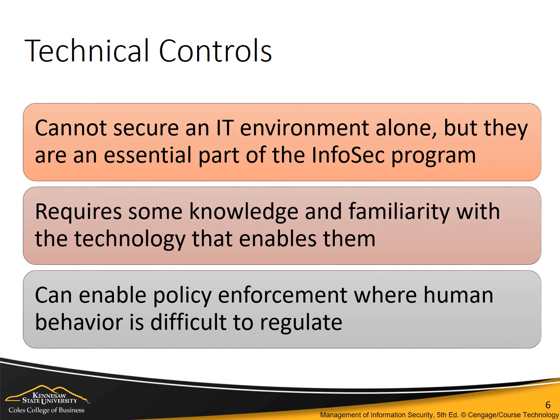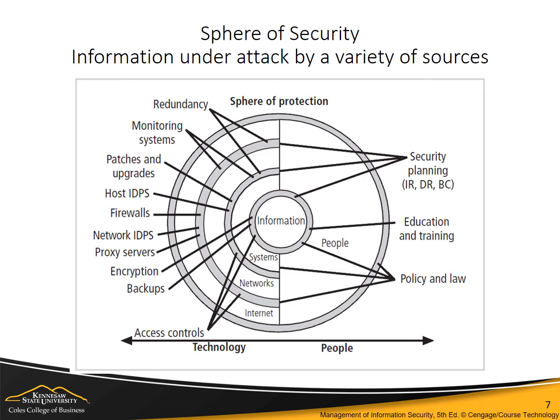Technical controls can enable policy enforcement where human behavior is difficult to regulate. In other words, it's easier to develop a control that keeps people from accessing information they should not than it is to watch and influence human behavior in the absence of controls. Information is under attack by a variety of sources.